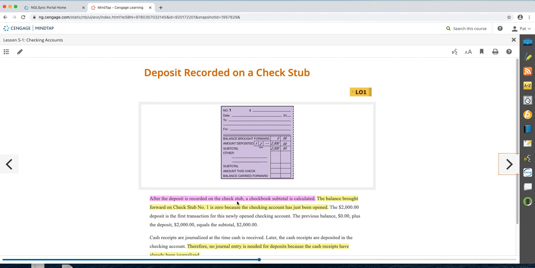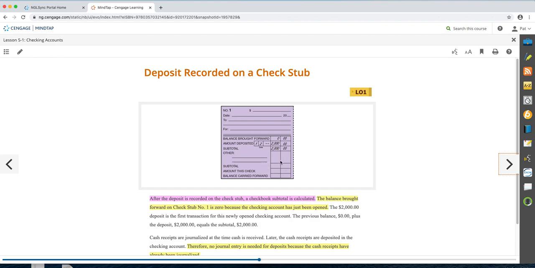After the deposit is recorded on the check stub, a checkbook total is calculated. Like I was mentioning before, a lot of our first examples with deposits, we'll start the new company, so we'll have a balance brought forward of zero. You'll have the amount total here, the date with the deposit, so 0 plus 2,000 is the subtotal.